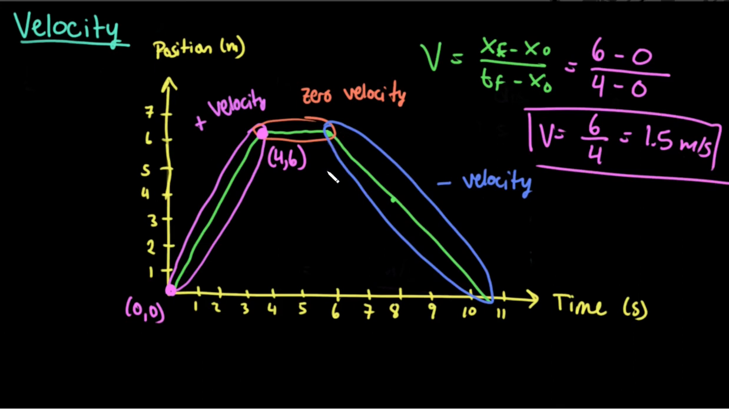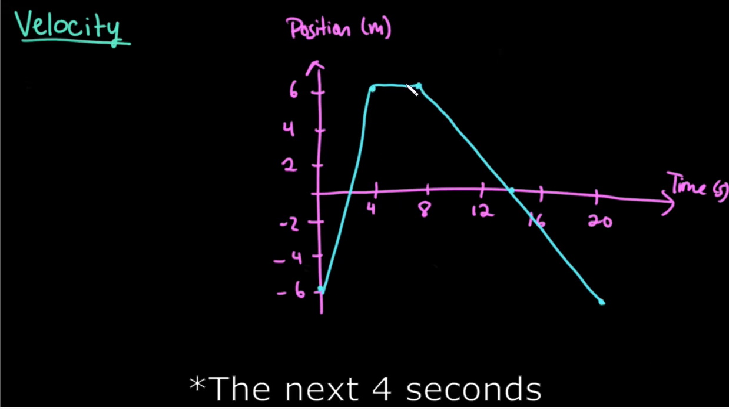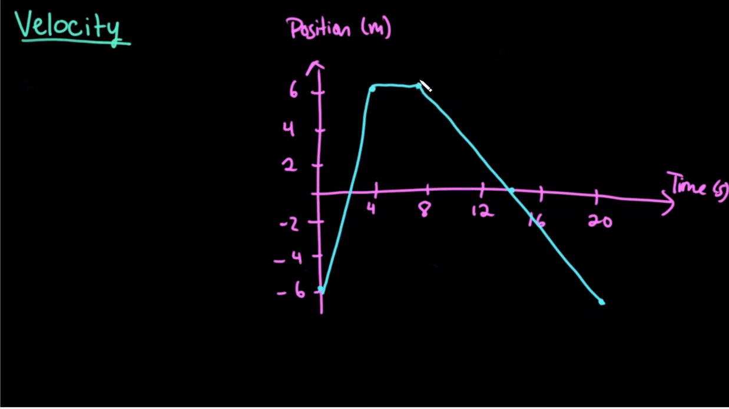Let's take a look at another example. We have this graph here, and we can see that in the beginning 4 seconds, we have a positive velocity, and then in the next 8 seconds, there is no velocity, and then from 8 to 20 seconds, we can see that there's a negative velocity back to the original position of the object. So let's break this up into different sections. Let's calculate the velocity in section 1, which is this one right here.